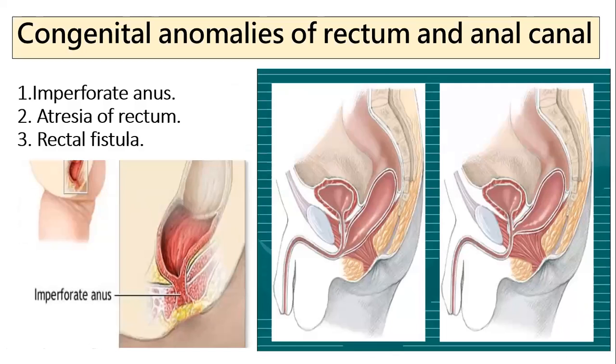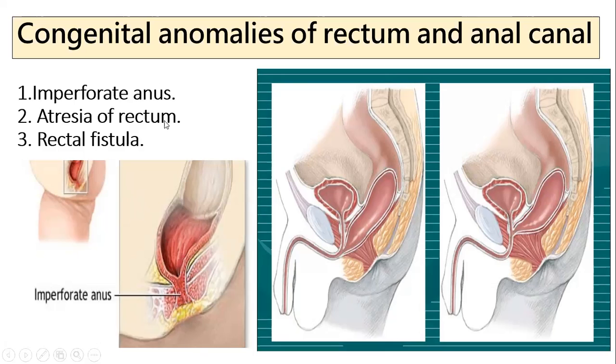Now coming to the congenital anomalies of the rectum and the anal canal. So here you can see the congenital anomalies. One is called the imperforate anus. Here is the imperforate anus where there is total atresia of the lower part of the anal canal. It has not developed, and this becomes the imperforate anus. Means there is no perforation, there is no opening.